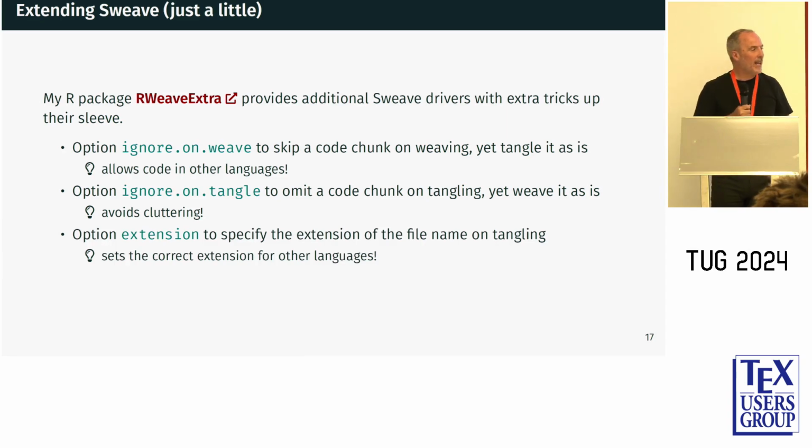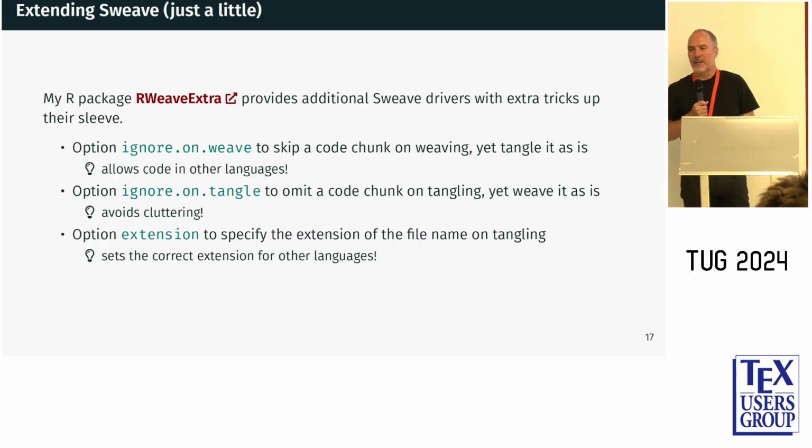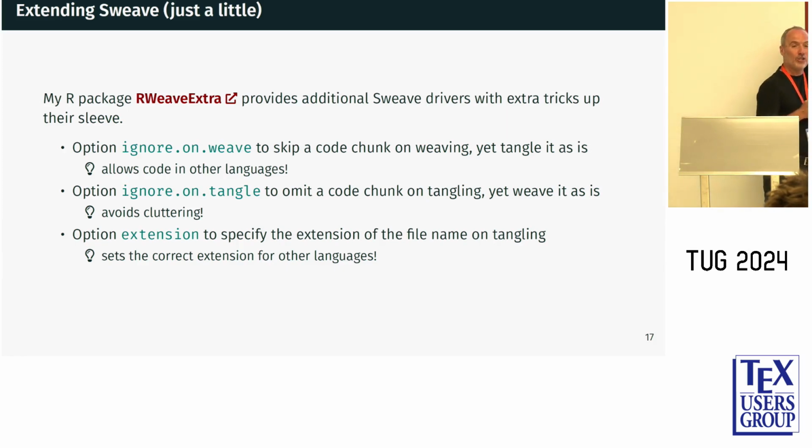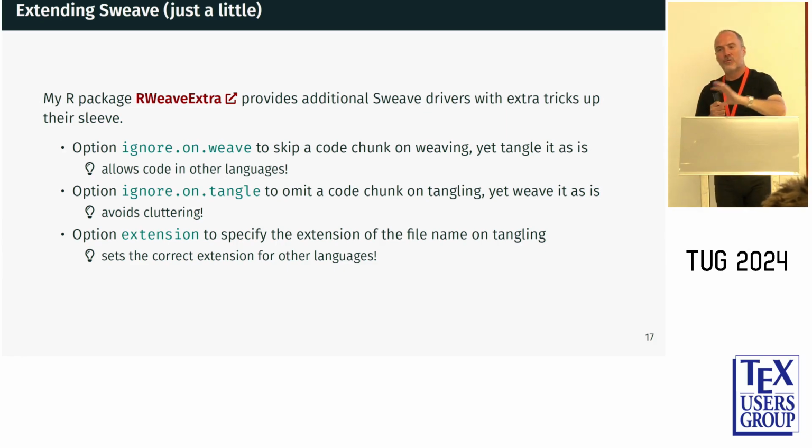And eventually I added another option that's called the extension. So when I have code chunks that are in other languages than R, tangling will always extract them to a file with a .r extension. And sometimes it's just a text file, for example, because I maintain the README file inside my big document. So I could extract it to .txt or .md, whatever, by using an extension trick there.